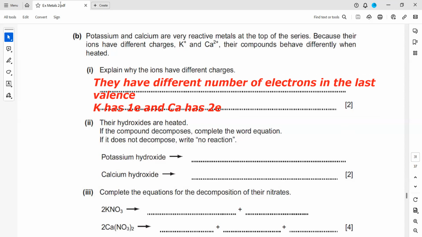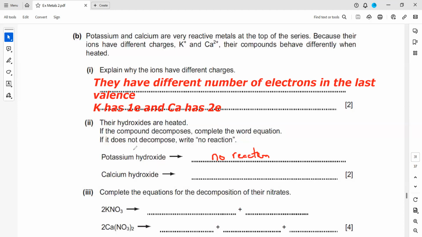Their hydroxides are heated. If the compound decomposes, complete a word equation. If the compound does not decompose, write no reaction. Potassium hydroxide, this we did in the last session about thermal decomposition. So potassium and sodium hydroxide, what are they? They are stable to heat. So if they are stable to heat, what will we write? We'll write no reaction, does not decompose. Physically it can change, like if you have solid potassium hydroxide, you can melt it, but chemically it does not change. Chemically, it remains the same.